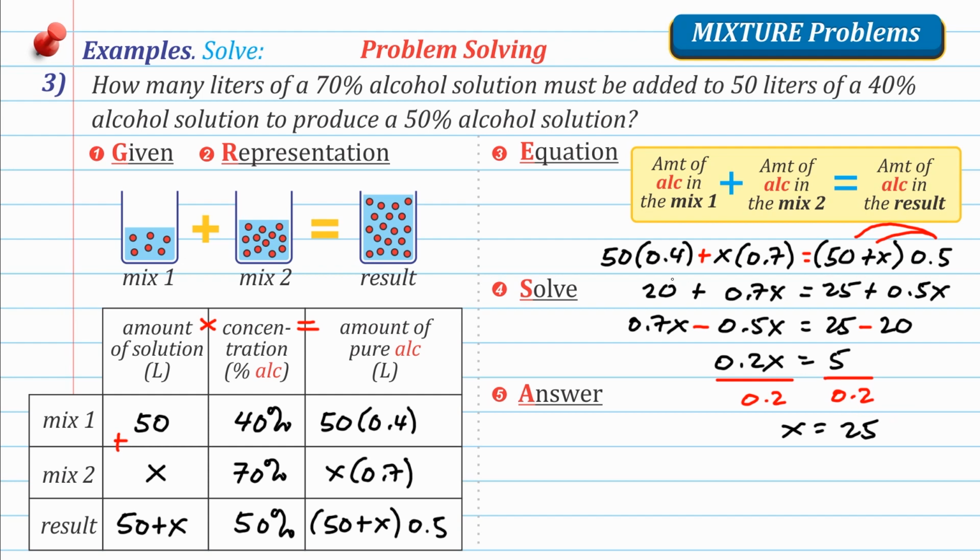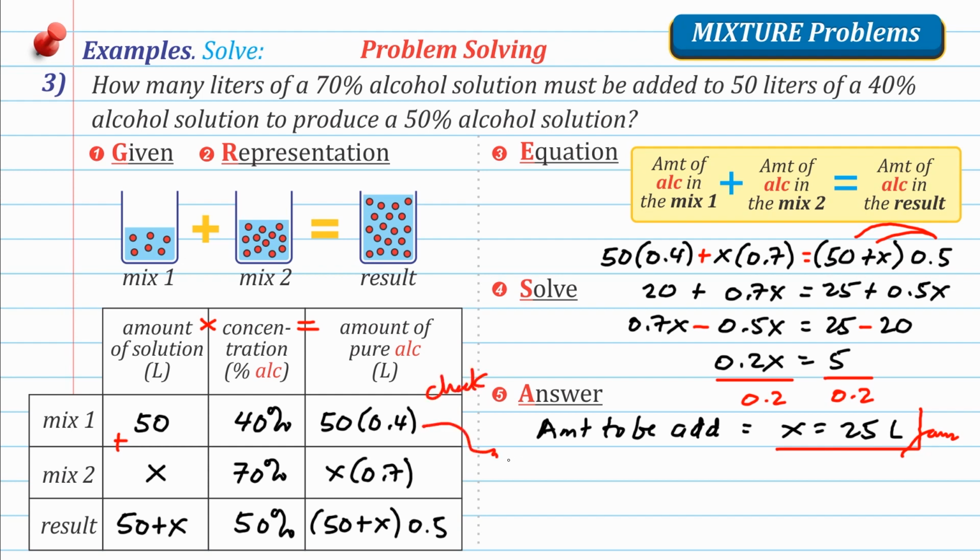Now, going back to the problem, we're looking for the number of liters to be added. How many liters to be added? Which is this one. So, the amount to be added, which is x. So, let me write here, amount to be added. It's represented by x, which is already our value here. Don't forget the units. It should be in liters. So we need to add 25 liters of the 70% alcohol solution to produce an alcohol solution from 40% becoming 50%. Of course, we can always check our answer.